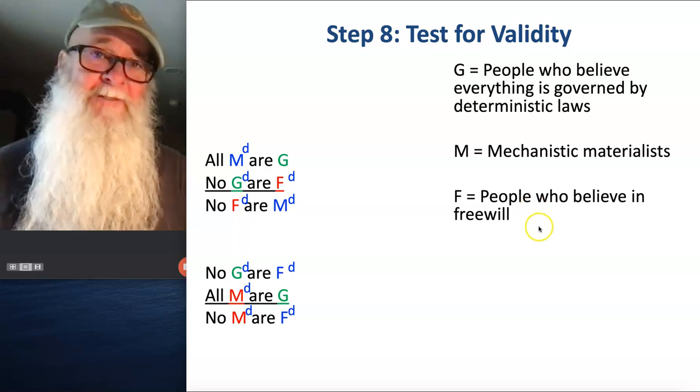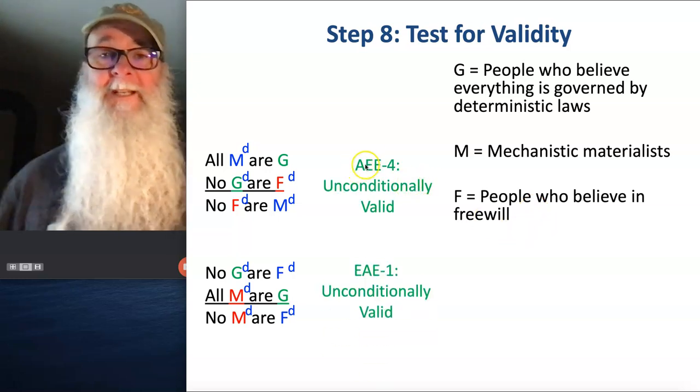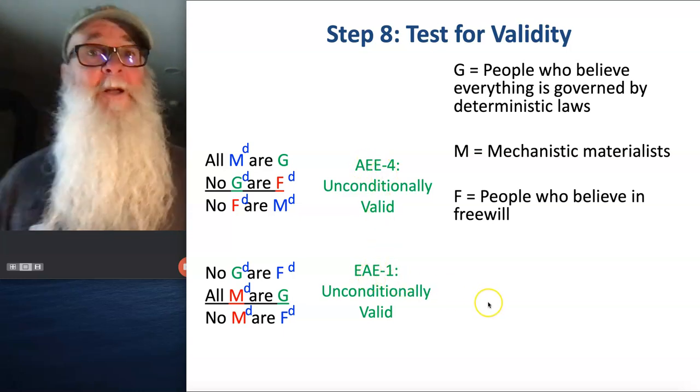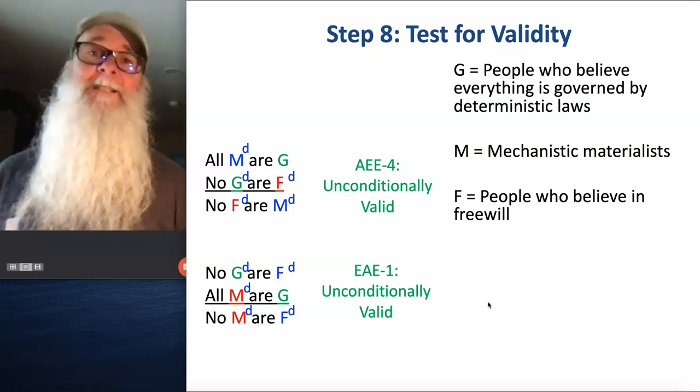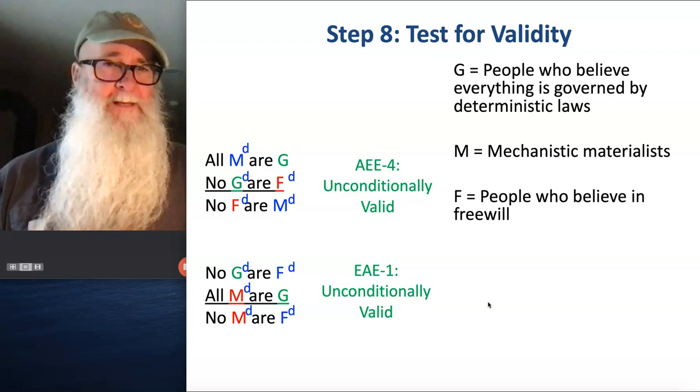If we wanted to verify that by looking up their forms in our inventories, we would see that the form AEE figure 4 and the form EAE figure 1 both appear in the unconditionally valid forms inventory. Now, that means these arguments are valid.